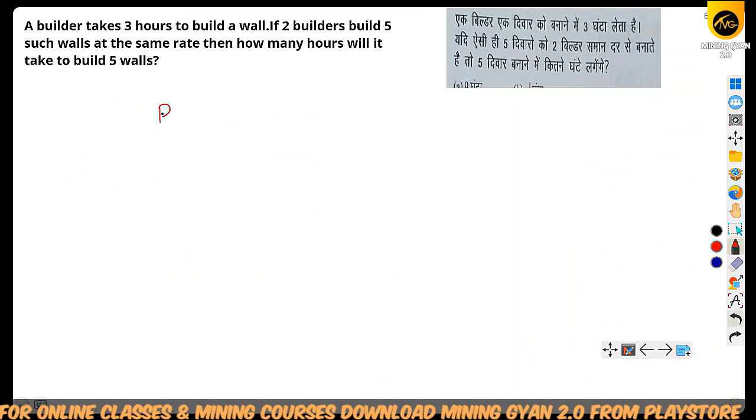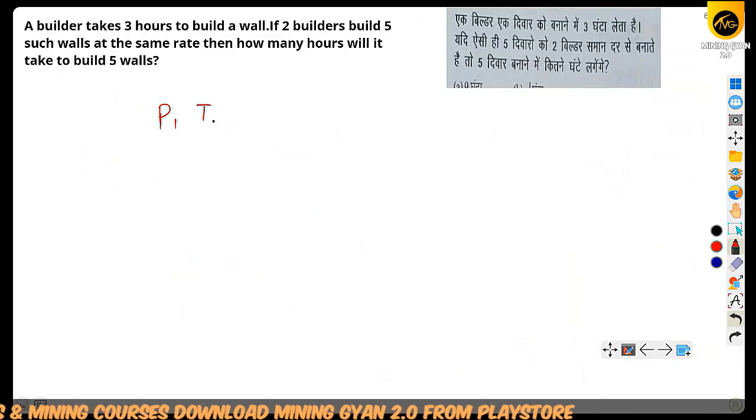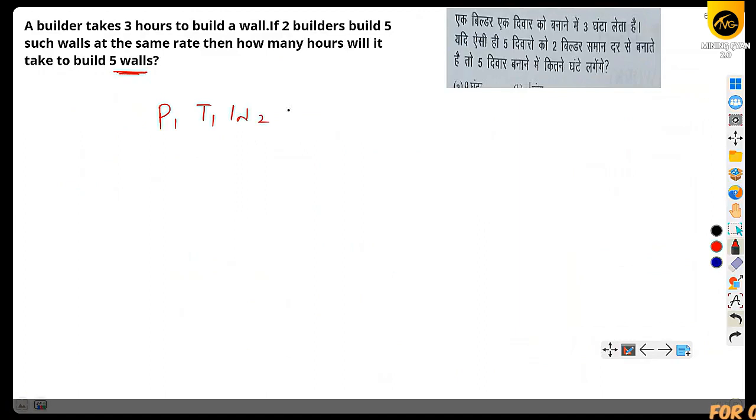So we have to use number of persons and time duration. तो 3 आवर्स पहली कंडीशन में. So P1 T1, and the second one is the number of work pieces. Basically in this case the number of work pieces is the number of walls, right? So W2. Now in the second portion, P2, T2 and W1, right?